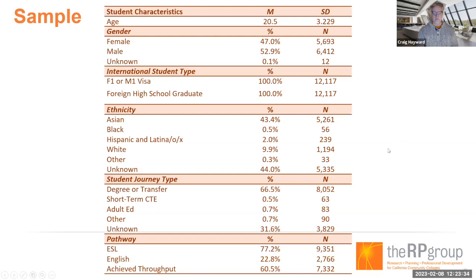And most of these students, well, one other thing to mention, they provided their ed goal, and most of them in fact did indicate that they were degree or transfer oriented. It's a programmatic requirement of international students that they be seeking a degree. So we can take that as a given, but their own self-report on the application confirmed that.